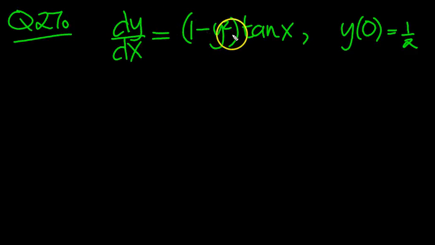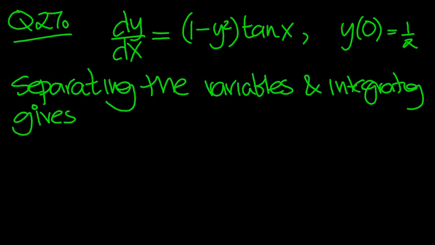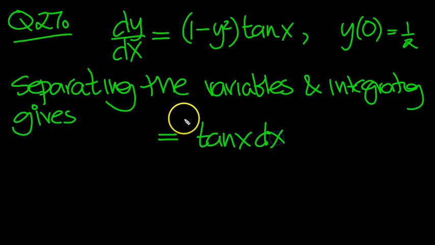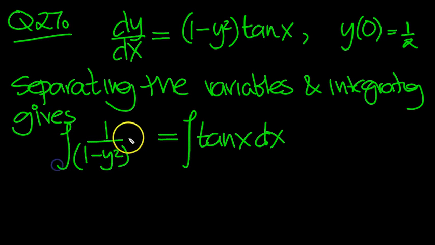dy/dx equals (1 minus y squared) times tan x. So let's separate the variables then and integrate, see what we get. The tan x dx can come up to be with the tan x, so we get that. And the 1 minus y squared can move from times down to divide on the other side. And dy can stay where it is, so there's our integral.